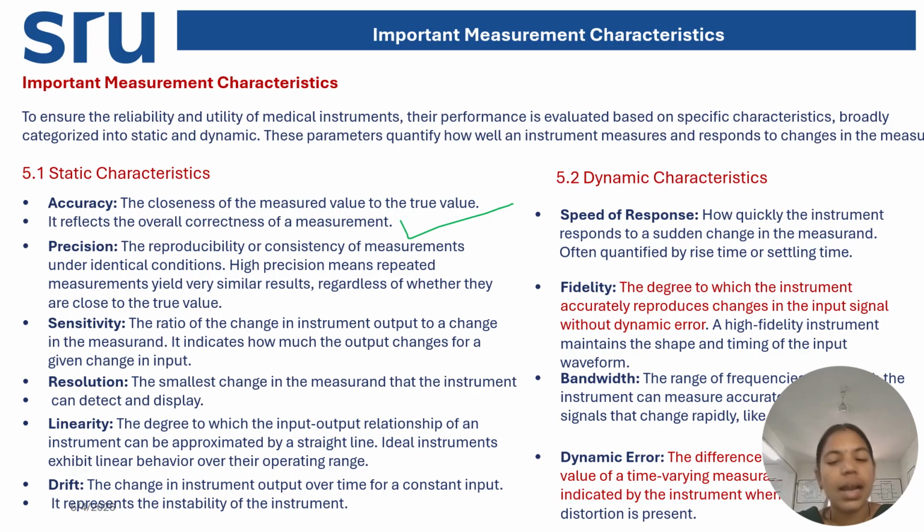Next one is the dynamic characteristics. The speed of response, how quickly the measuring instrument responds to sudden changes. Fidelity, the degree to which the instrument accurately reproduces the changes in the input signal without dynamic error. Bandwidth, the range of frequencies the instrument can work properly with. And dynamic error, the difference between the time-varying measurement and the indicated value; if it is present, we can say distortion is present. So these are the static and dynamic characteristics of a measurement system.